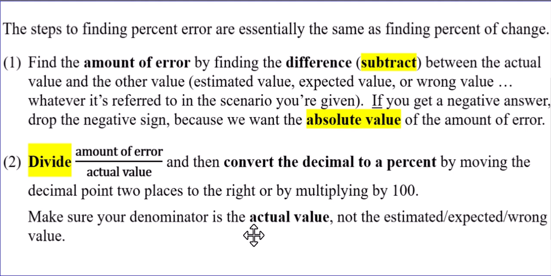Again, the key to success is to make sure your denominator, the number you're dividing by, is the actual, real, correct value. Not the estimated value or expected value or wrong value. What you're dividing by must be the actual, real value.